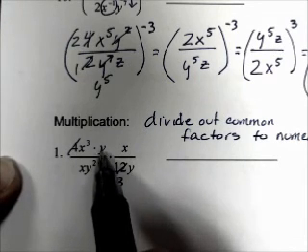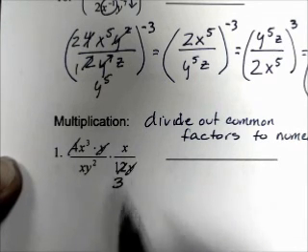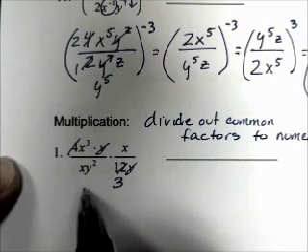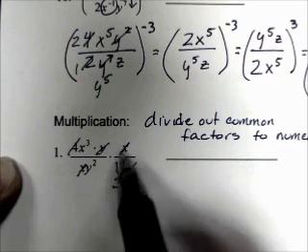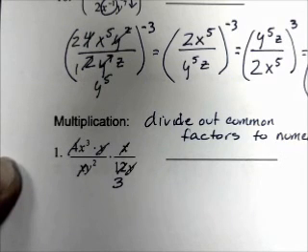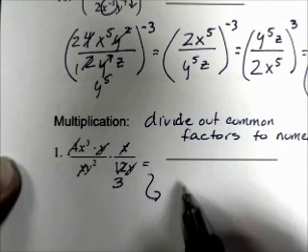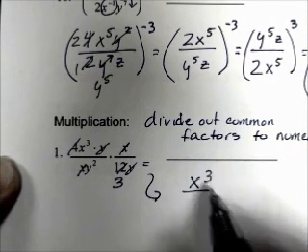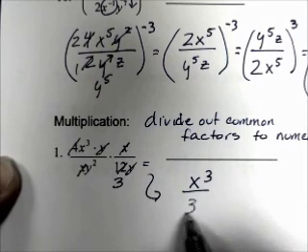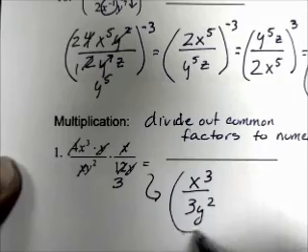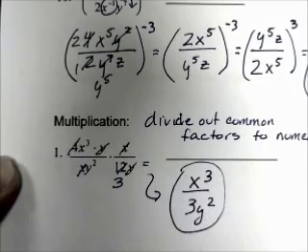This y in the numerator divides out with this y in the denominator. The x divides out with the x. And that looks to be it. So it seems like we have x to the third for a numerator and 3y squared for a denominator. So this is our result.